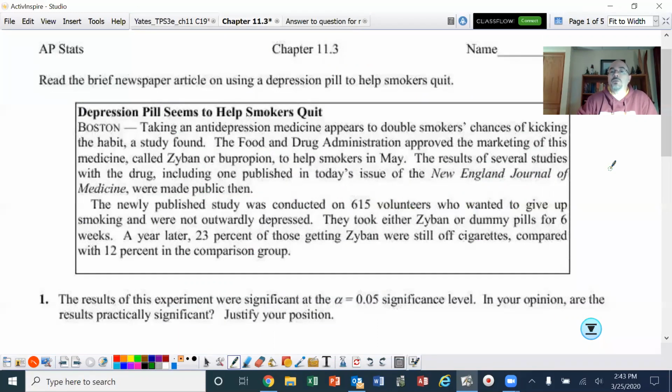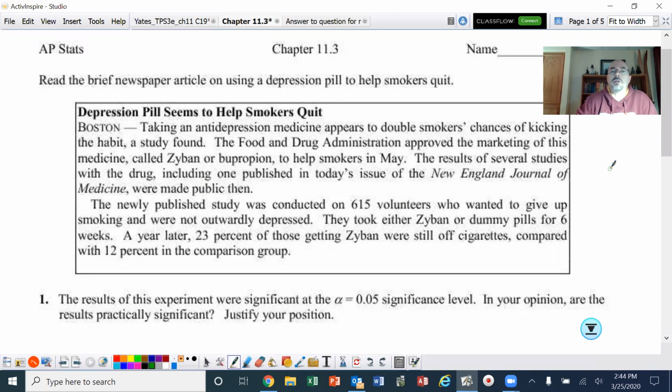Depression pill seems to help smokers quit. Boston. Taking an antidepressant medication appears to double smokers' chance of kicking the habit, a study found. The Food and Drug Administration approved the marketing of this medicine, called Zyban or bupropion, to help smokers in May. The results of several studies with the drug, including one published in today's issue of the New England Journal of Medicine, were made public then. Sorry, I really botched that paragraph.